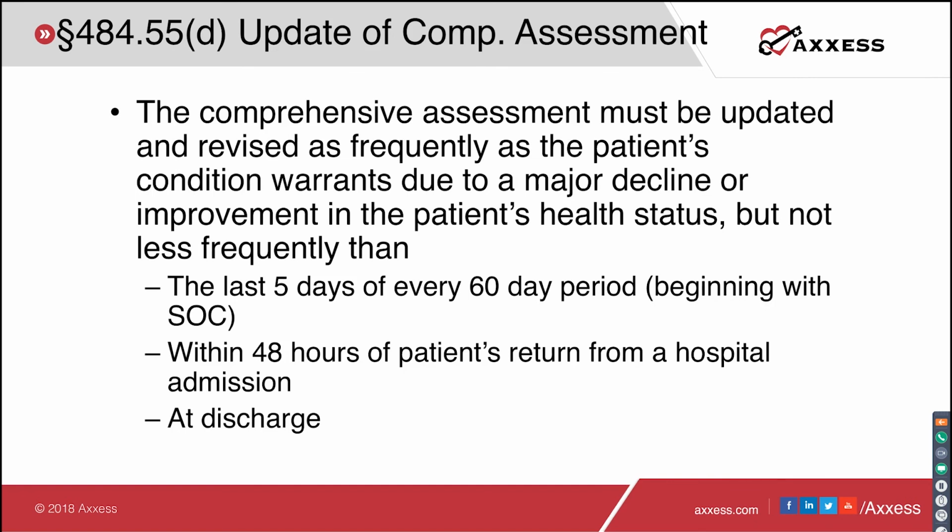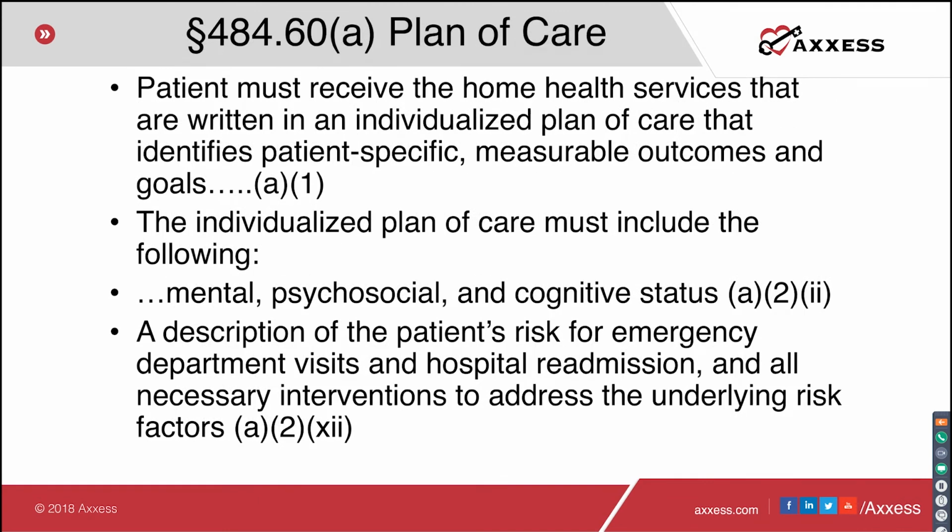All right, the plan of care. Let's talk about that for a little while. Now, this is not, again, all-inclusive of all of the contents of the plan of care, but we are going to highlight those parts that are flowing over from patient rights and from the comprehensive assessment and now into that plan of care. We see that the patient has to receive the home health services that are written in an individualized plan of care that identifies patient-specific measurable outcomes and goals.